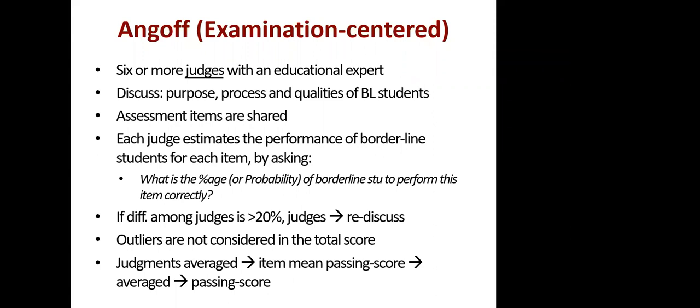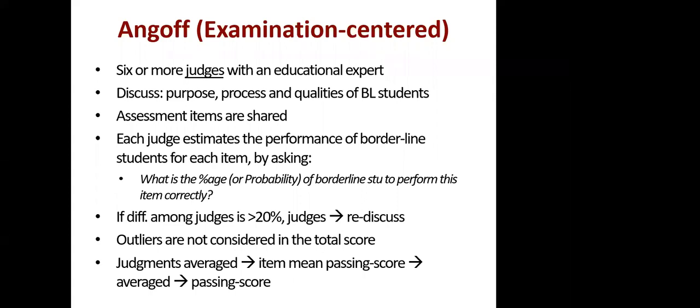And then what we do, we take an average of the percentages. Just to simplify, if there are 3 judges, one said 20, the other said 30, the third one said 25, the average becomes 25, and 25% becomes the passing score for that MCQ.